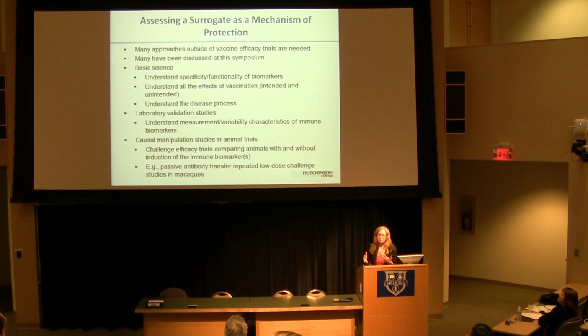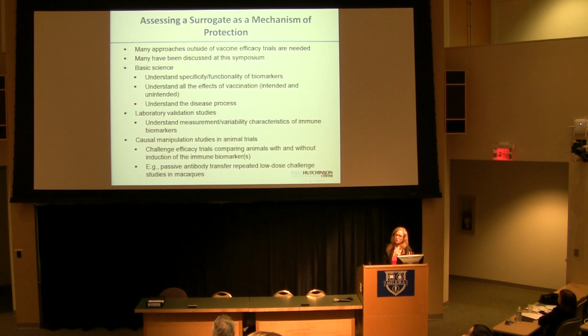But thinking about a surrogate as a mechanism of protection, you need a lot of approaches outside of the trial, just like what had been discussed in the last 2 days. You need the basic science, you have to understand the specificity and the functionality, all the effects of vaccination, and the disease process and pathogenesis. Laboratory validation studies are necessary. Again, we've had some discussion about that. We've also had here at the symposium causal manipulation of animals, which I'm not going to comment on, but that's also part of understanding how the infection works.